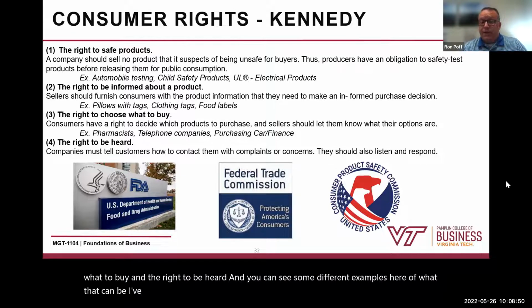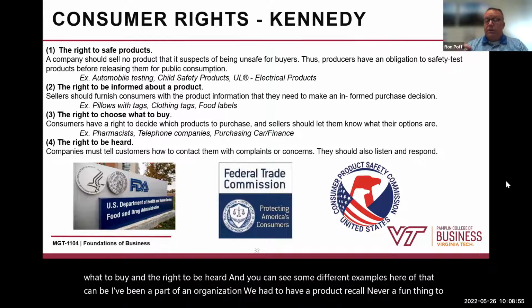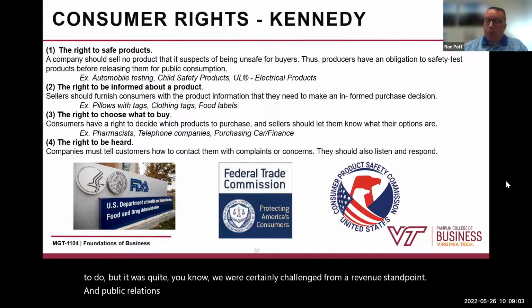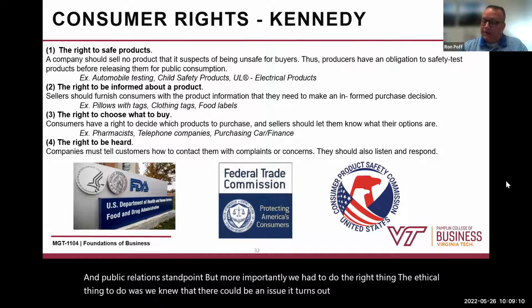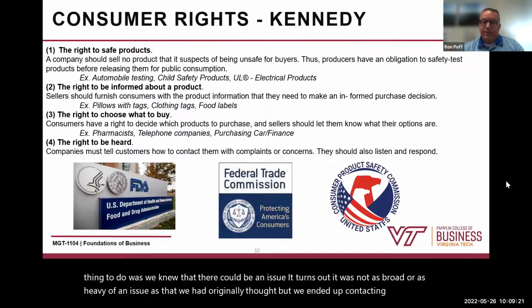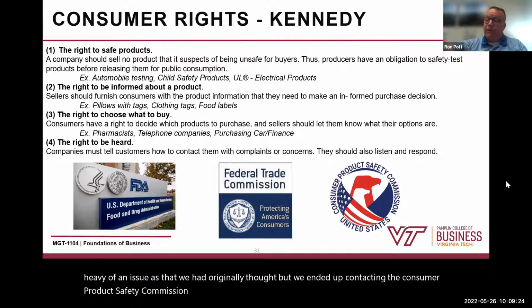I've been a part of an organization where we had to have a product recall. Never a fun thing to do, and we were certainly challenged from a revenue standpoint and public relations standpoint. But more importantly, we had to do the right thing. The ethical thing to do, as we knew that there could be an issue. It turns out it was not as broad or as heavy of an issue as we had originally thought. But we ended up contacting the Consumer Product Safety Commission. We voluntarily reported that, and we made the recall.